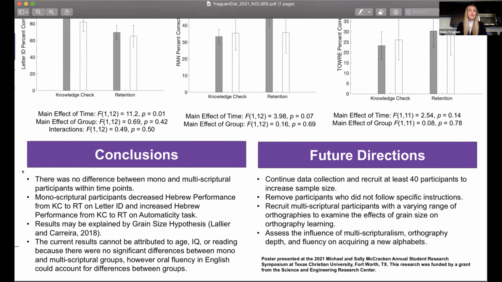Our study only included English, Spanish, and German participants. So in future research, we hope to explore more participants with a wider range of orthographies to see if grain size may affect their ability to pick up a new orthography. If our current results hold true, we do plan to collect 40 participants before finalizing a data set. But if these do hold true, then this suggests that there's no multi-scriptural learning advantage.